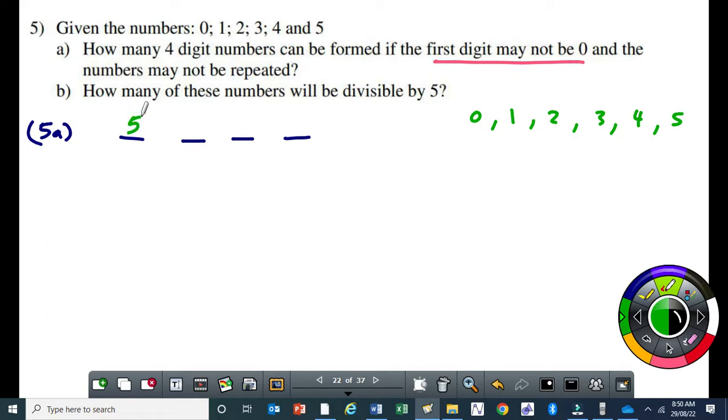But numbers may not be repeated. So if I put a number in the first position here, I can't repeat it here. So how many are left from the 5? From these 5 here, how many are left? There are 4. But the 0 now can be put in the second, third, and fourth position. So the second position, you can put 5 digits, including the 0.